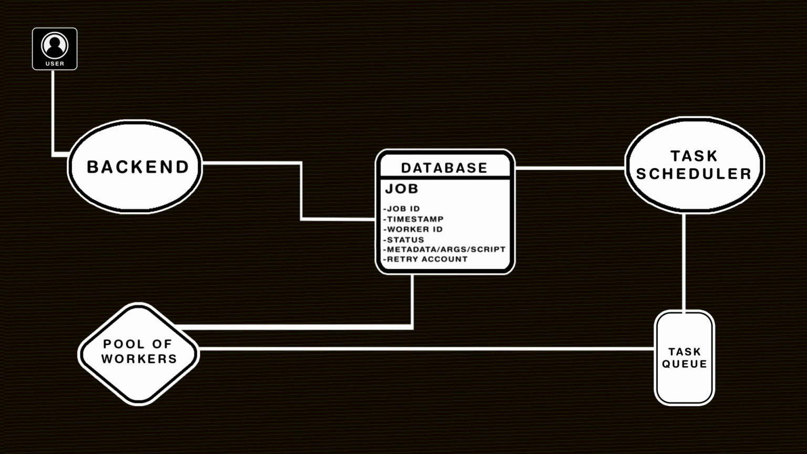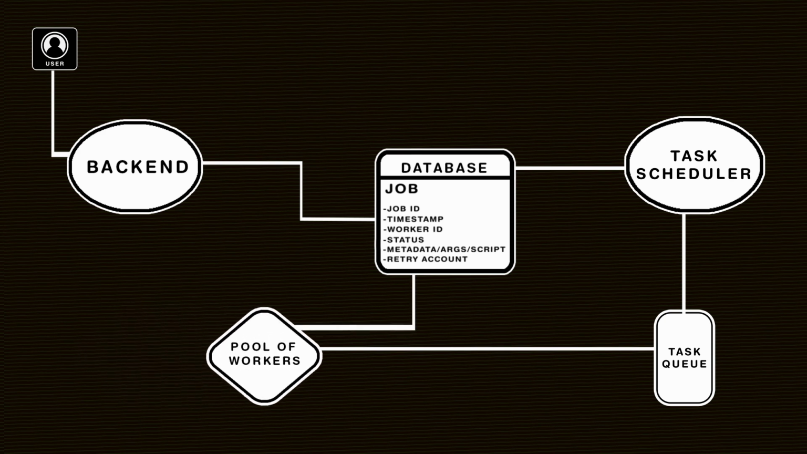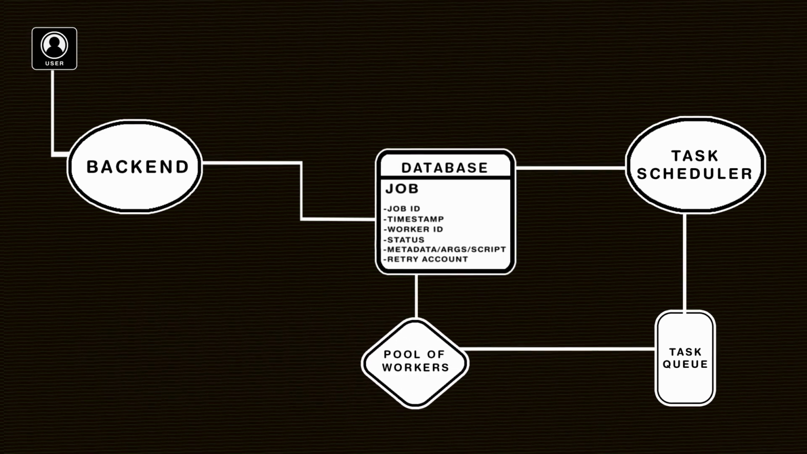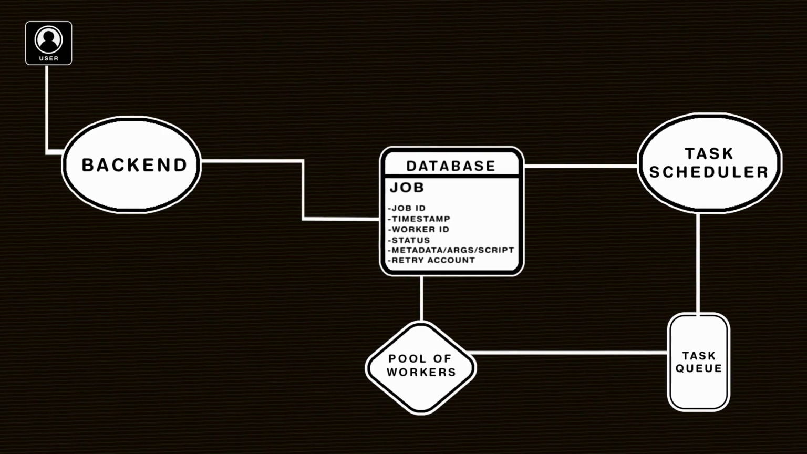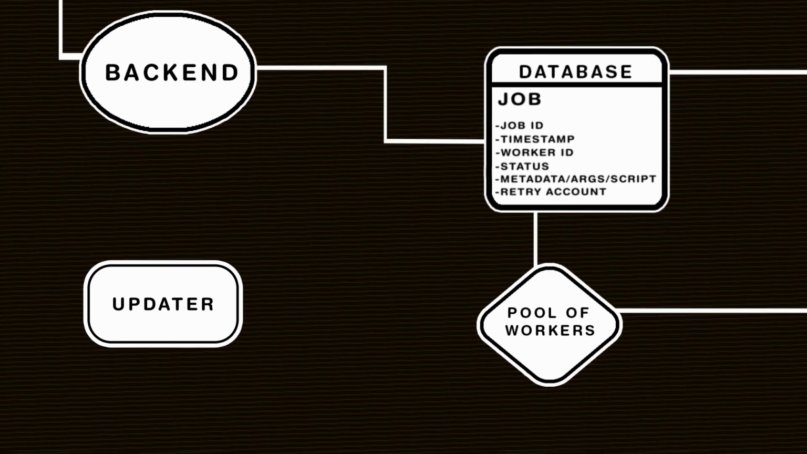Now, there is a problem with this approach again. The pool of workers are still updating the database. So we have thousands of workers updating the database at one point of time, which we don't want. So we can decouple this again. We can have an updater microservice, and the sole purpose of the service is to update the database.